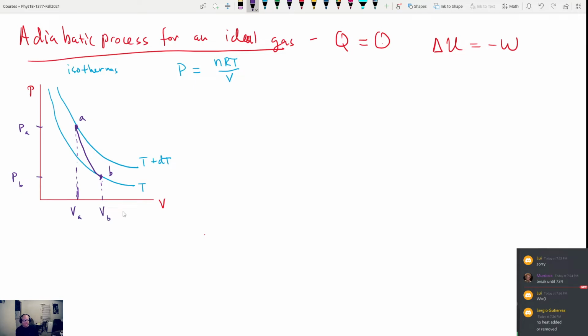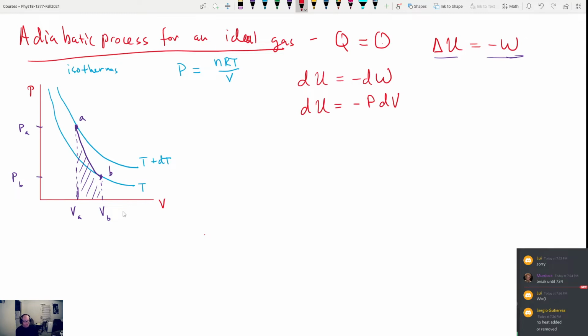So there's our process. And we know we can find the area under this curve here to find the work done, which should allow us to find the change in internal energy. Okay? So let's start off with that equation, that the change in internal energy is equal to the negative of the work done. But let's use the differential form. So dU is equal to negative dW. But we know that dW is just P dV.